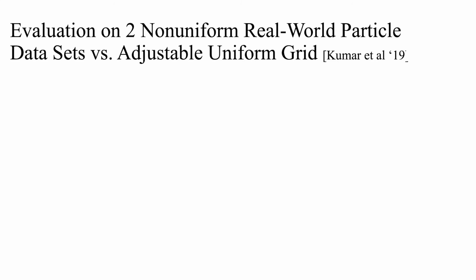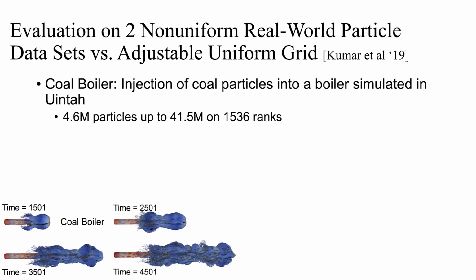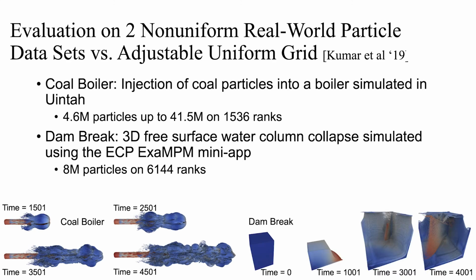The next set of benchmarks I'll discuss compare the performance of the aggregation tree against our prior work on non-uniform real-world datasets. The first dataset, the coal boiler, is a simulation of the injection of coal particles into a boiler simulated using Uintah. This starts with 4.6 million particles and ends with 41.5 million particles. The bottom left shows the coal boiler dataset with the time steps labeled.